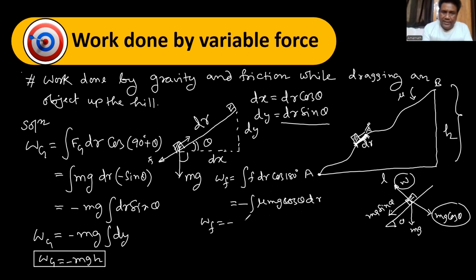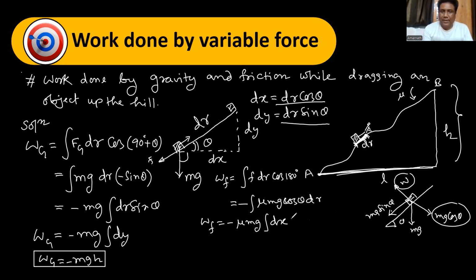Now you see, again you are getting an interesting result here. Minus mu mg, integration of dr cos theta. You see, dr cos theta is nothing but dx. So the work done by friction finally depends upon the horizontal shift only. Gravitational work depends upon the vertical shift, but in case of friction it is the integration of dx, which is nothing but L, the length horizontally. So it doesn't depend upon the slope.